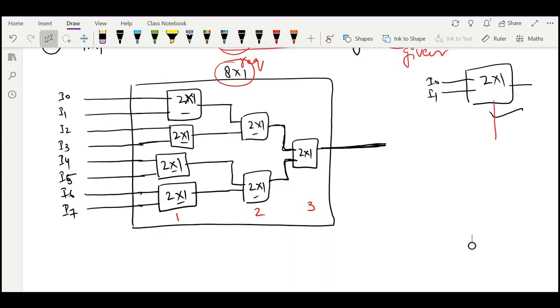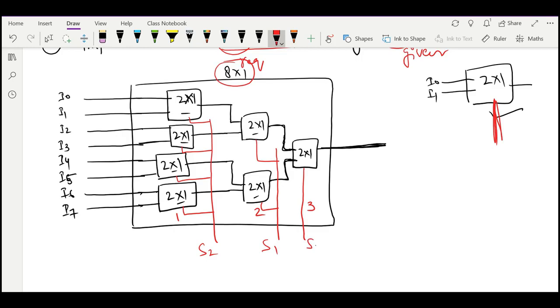Now let's see what the select lines are here. A 2 into 1 multiplexer has one select line. For this multiplexer, this is one select line. For these two multiplexers, this is one select line, and we have one select line here. So finally we have three select lines. Let's say these are S2, S1 and S0, the three select lines of an 8 into 1 multiplexer.